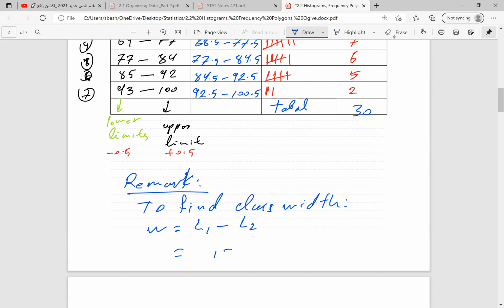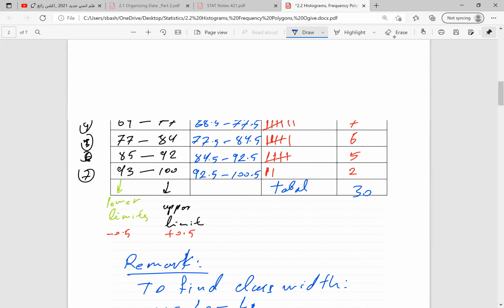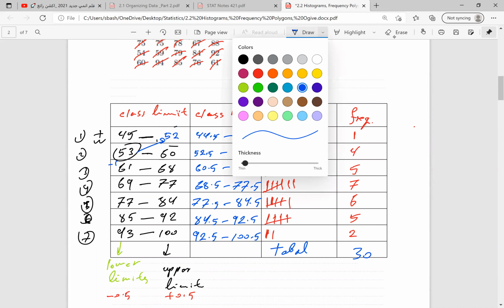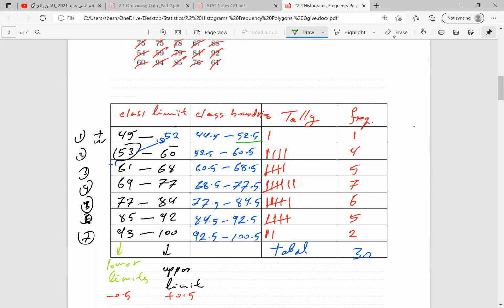I mean the lower limit and upper limit. This is equal to U2 minus U1, sorry, 2 minus 1. So to find the class width, I need to use 2 consecutive lower limits or 2 consecutive upper limits. Any 2 lower limits or any 2 upper limits.